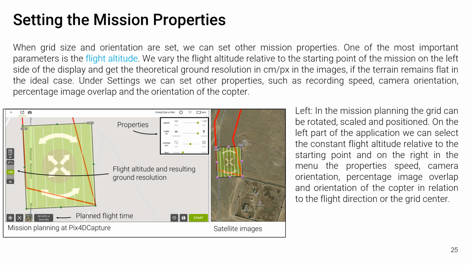On the left part of the application, we can select the constant flight altitude relative to the starting point. And on the right, in the menu, the properties: speed, camera orientation, percentage image overlap, and orientation of the copter in relation to the flight direction or the grid center.